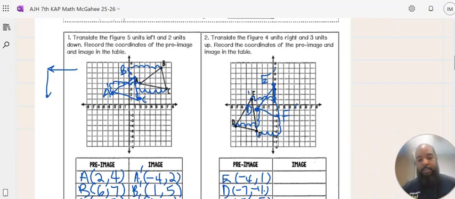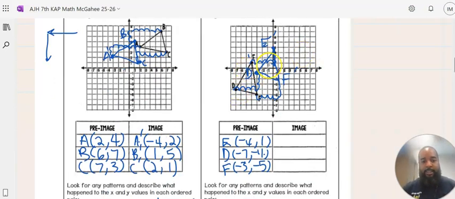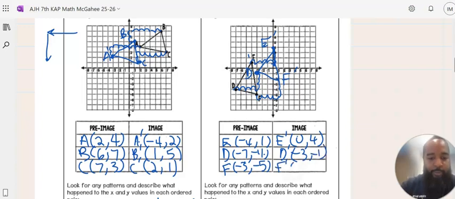Okay. So I should be able to see that it looks like it's slid. It almost makes kind of like a 3D looking shape, but that's neither here nor there. My new coordinates, my E prime, would be 0, 4. My D prime became -3, -1. My F prime became 1, -2.